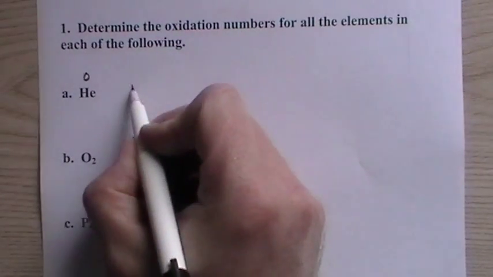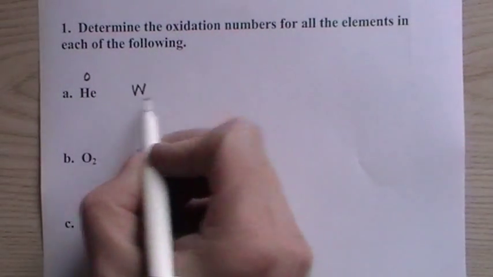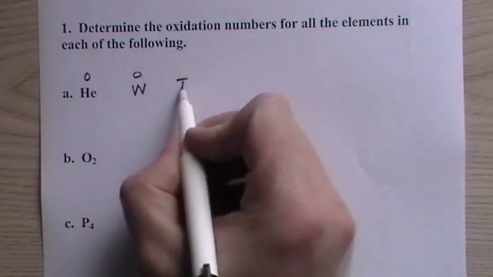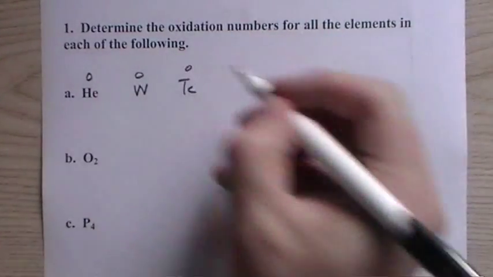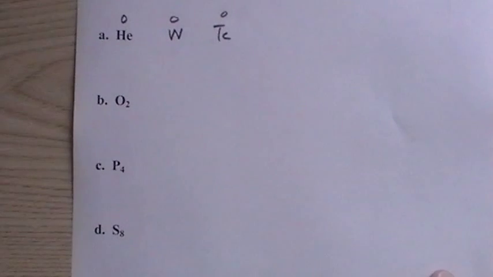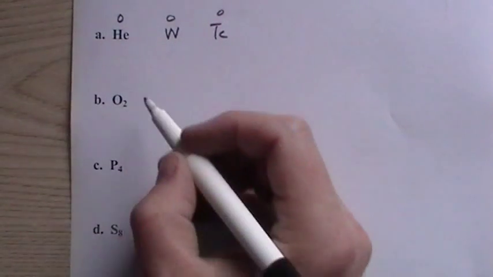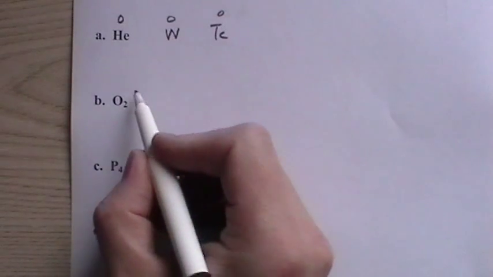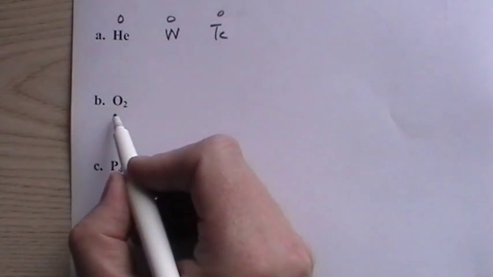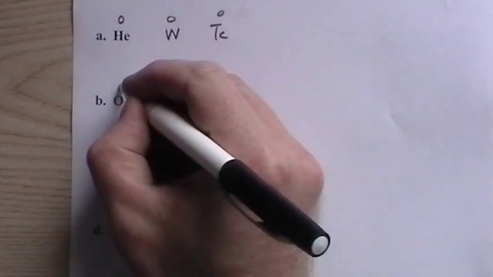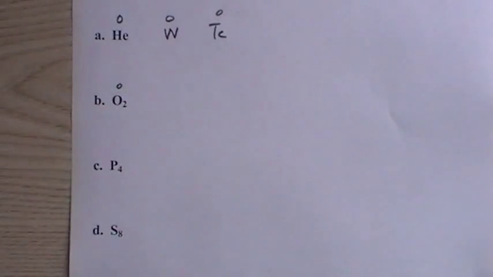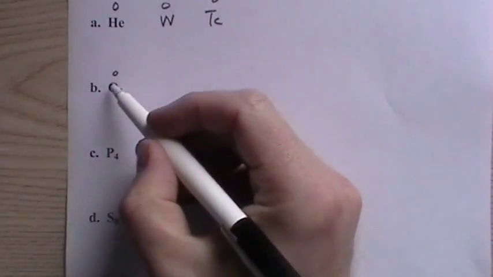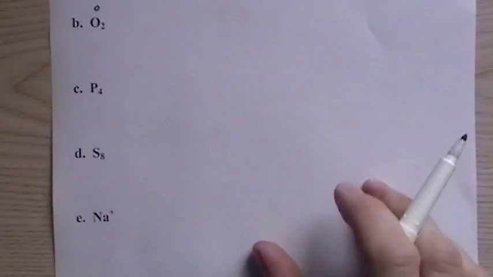So anytime you just see like tungsten on its own, it's not an ion, nothing else, it's just 0. Technetium, if you just see the element on its own. But if you have the element naturally occurs as a diatomic molecule, like oxygen here, there's no charge on it, there's nothing else attached to it, then each of the oxygens is 0. You just put a 0 above the oxygen, even though there's a subscript here, they both are 0.